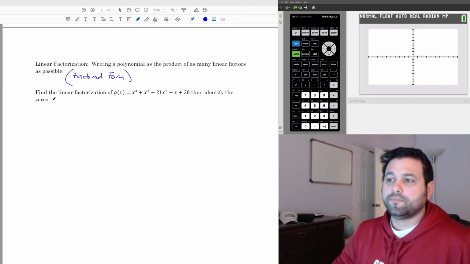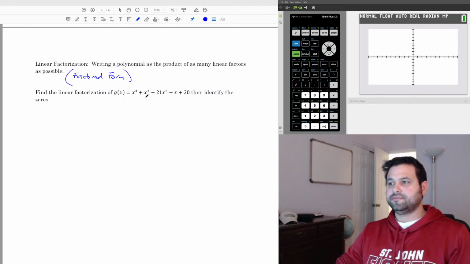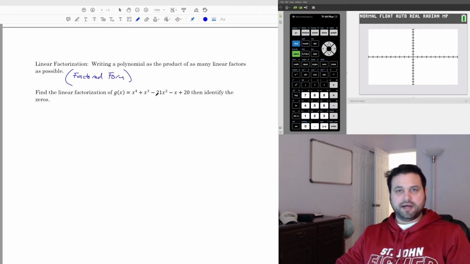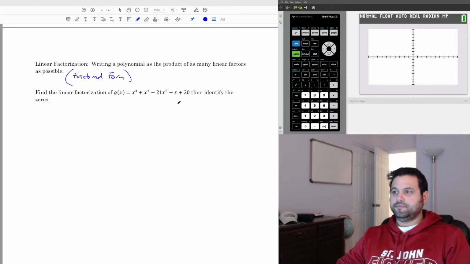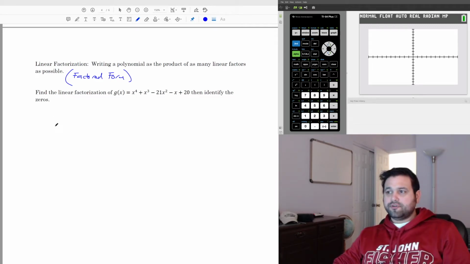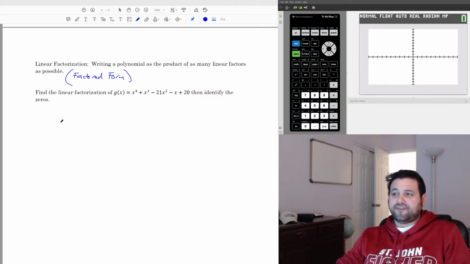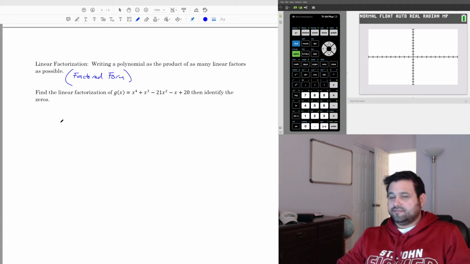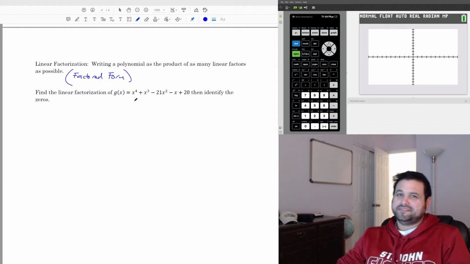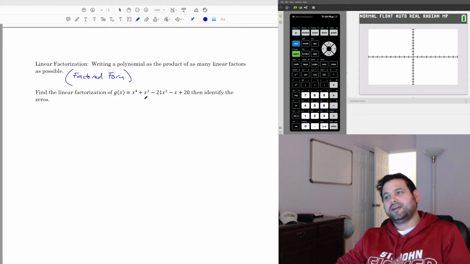Okay, so we're going to find the linear factorization of this polynomial, right? It's a fourth degree polynomial, and we're going to identify the zeros from the factorization. So first thing we're going to want to do is try and find a zero. Whether you plug that in your calculator and just find a zero first, to get you started, that's fine. Or, I like to check ones and negative ones because those seem like the easier ones to check.